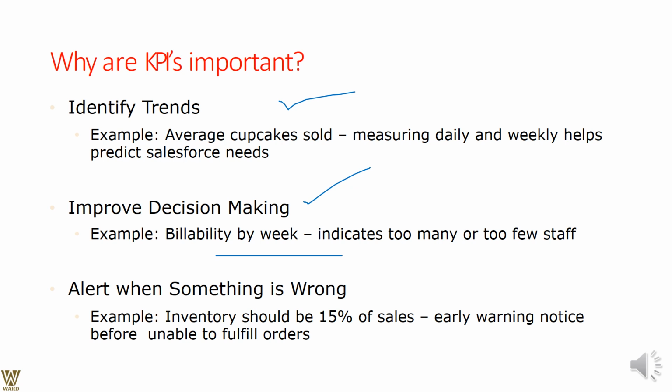Then comes the alert when something goes wrong. If the inventory is going down, it tells me. Absolutely, it will figure it out. The moment I look at my KPI dashboard, it will tell me which inventory items are missing.